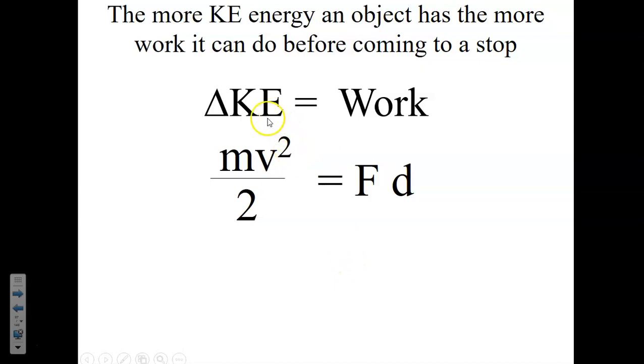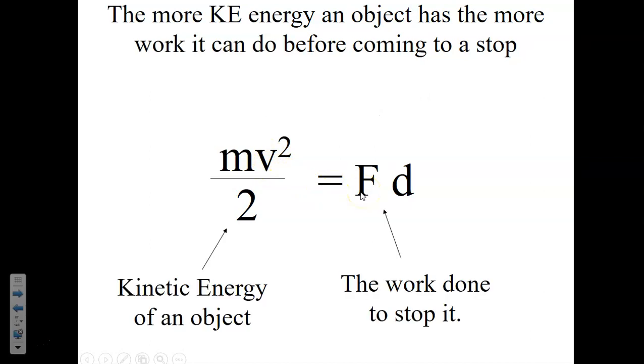Okay? So the change in energy equals work, or in this case, the case that we're going to be talking about, the change in kinetic energy is going to equal work, or 1/2 mv squared equals force times distance. Okay, so the kinetic energy of the object is equal to the work done to bring it to a stop.